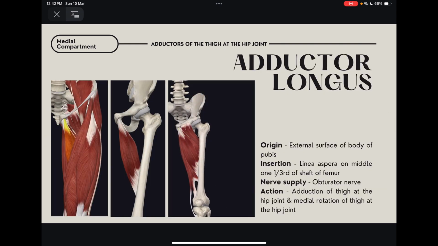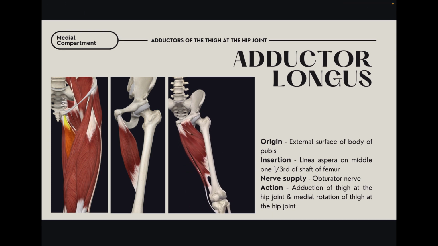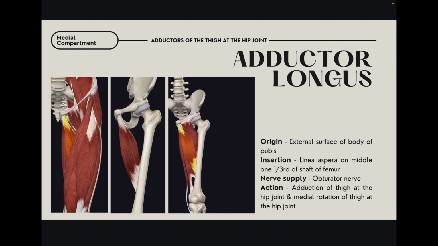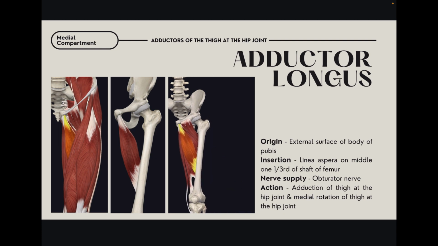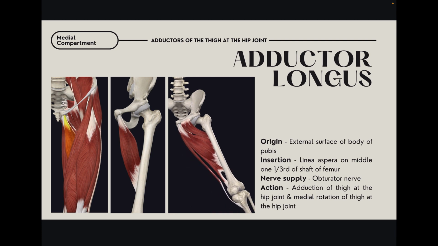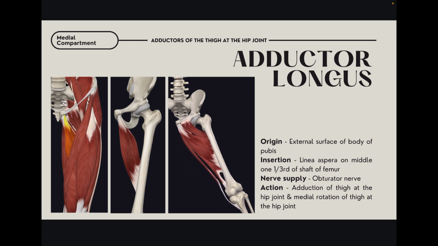The second muscle is adductor longus. Adductor longus is part of the medial border of the femoral triangle, and it is coming from the external surface of the pubis, inserting into the linea aspera, the line on the posterior aspect of the femur, supplied by the obturator nerve. It does do adduction of the hip joint, but it can also help in medial rotation. While the main job of it is adduction, it can also medially rotate the hip joint. So that's adductor longus.